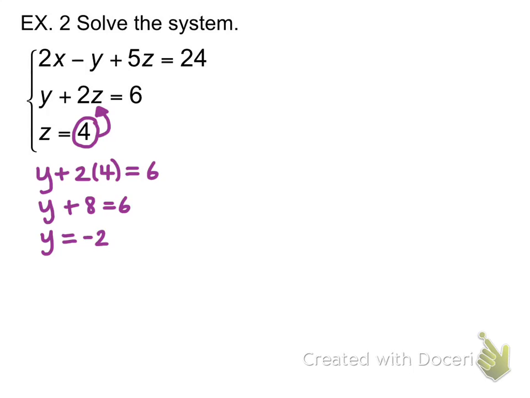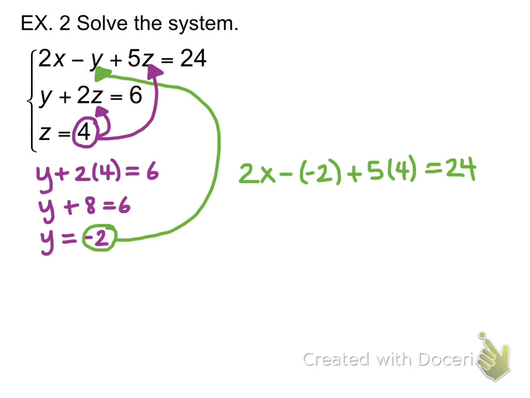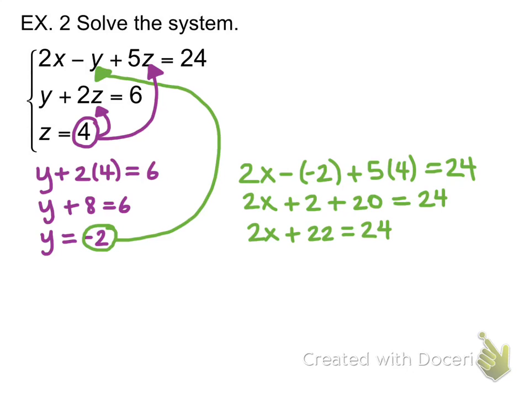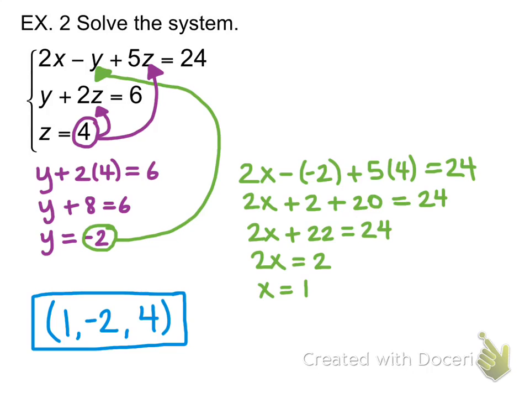So now that I know what y equals, I'm going to take y and z and plug them into the top equation. So 2x minus -2 plus 5 times 4 equals 24. And we're going to solve for x. So 2x plus 2 plus 20 equals 24. 2x plus 22 equals 24. So that means 2x equals 2, and then x equals 1. So then we're going to write our answer as an ordered triple. So this is going to be (1, -2, 4) is the solution to this system.